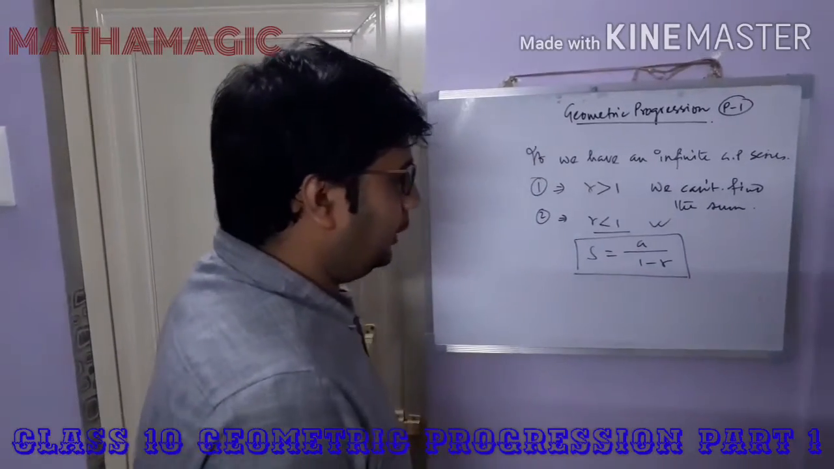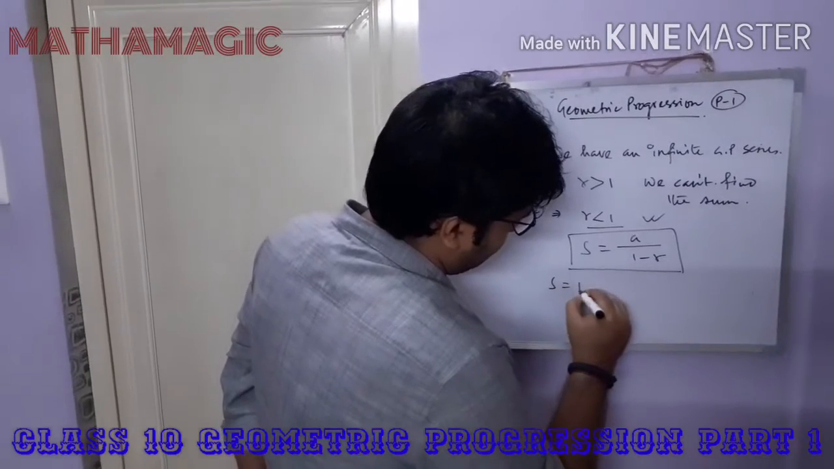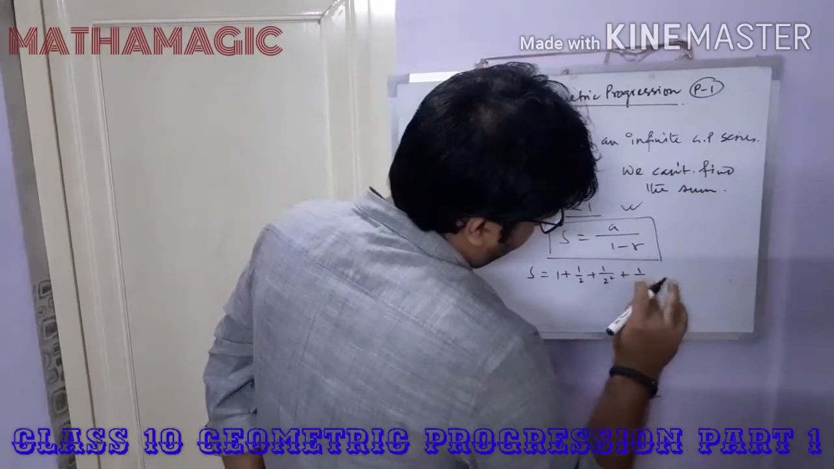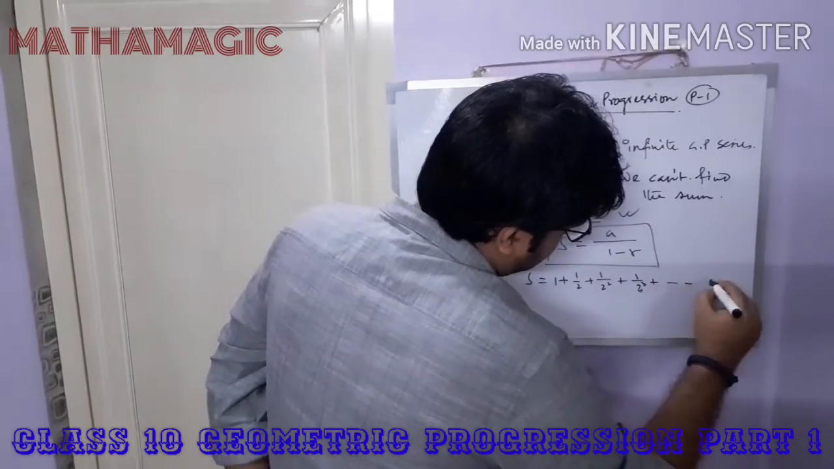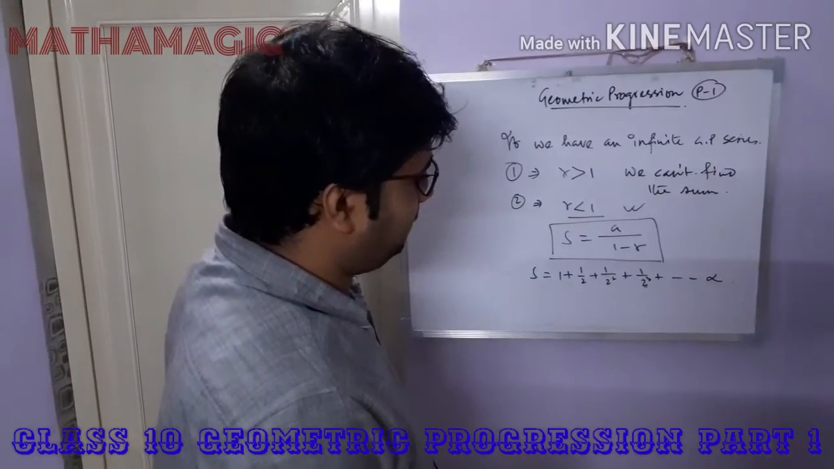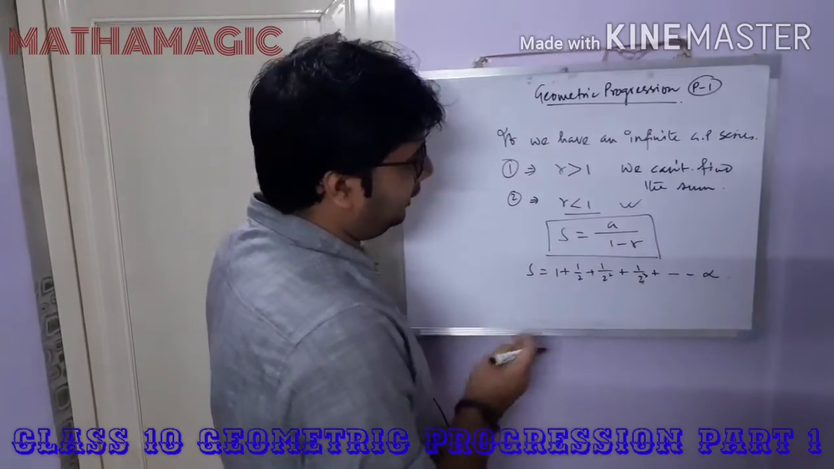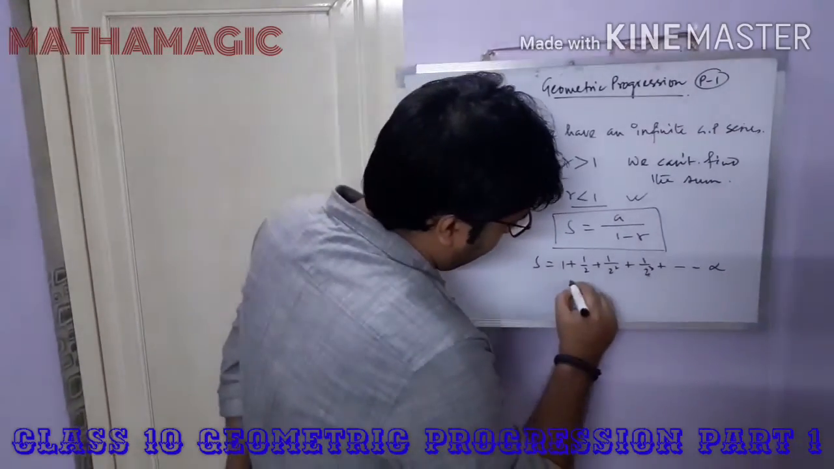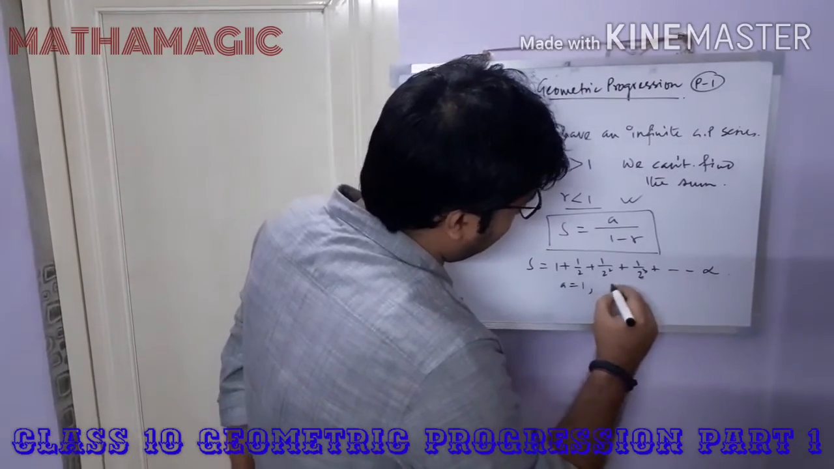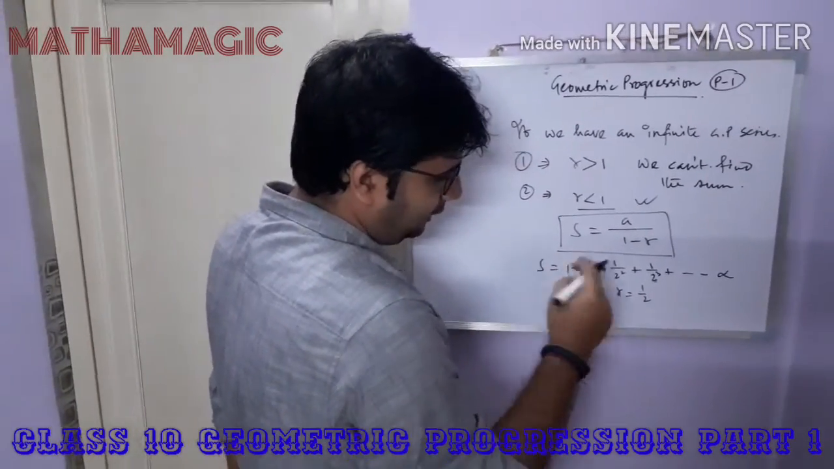Just take one example so that it will be easier to understand. So let us take one example: 1 plus half plus 1 by 2 square plus 1 by 2 cube. This is one GP series which is going towards infinity. Now we just want to find the sum of this GP series. First of all, we need to find the value of a and then the value of r, then only we can use the formula. So here it is clearly seen that the value of a is equal to 1 and the value of r is equal to half.